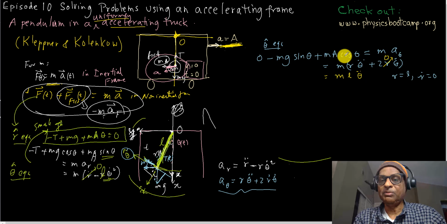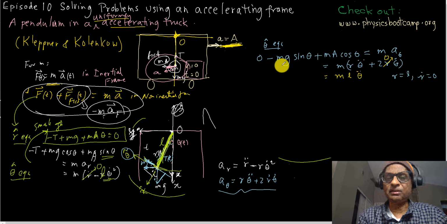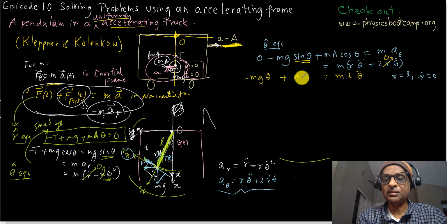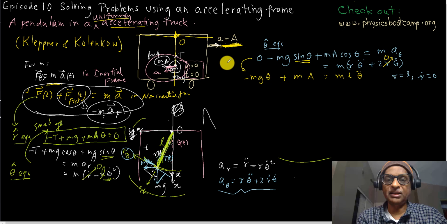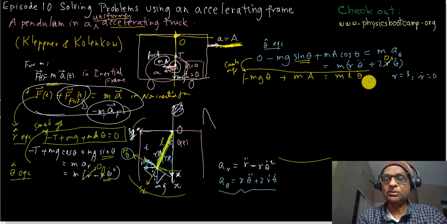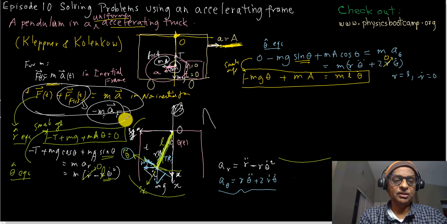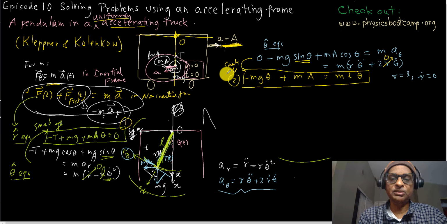And on the left side, for a small angle, this will become minus mg theta, and this will be plus ma, because theta squared will be dropped. So this is for a small angle. So these are the two equations, our equations of motion.